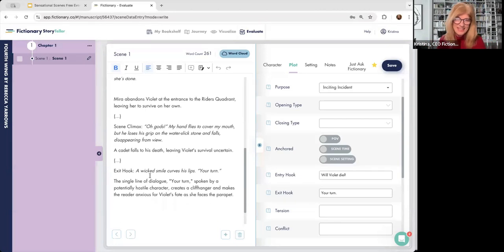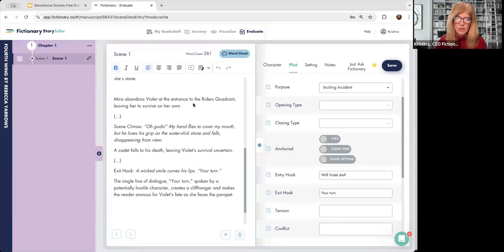And then here comes Zayden, the love interest. "A wicked smile curves his lip. Your turn." And this single line of dialogue, "your turn," is spoken by a hostile character. There's the cliffhanger. And so we know from all of this structure of this scene, this is clearly a fantasy. And we know it's a life and death stakes book.